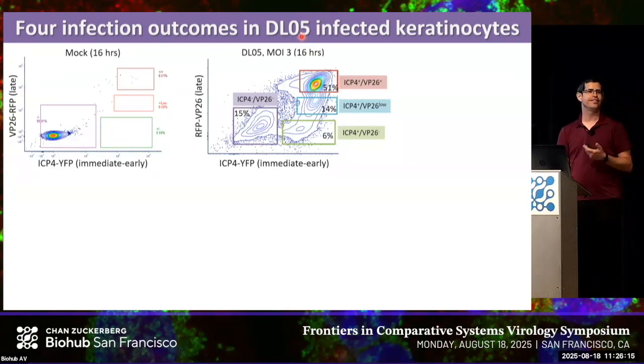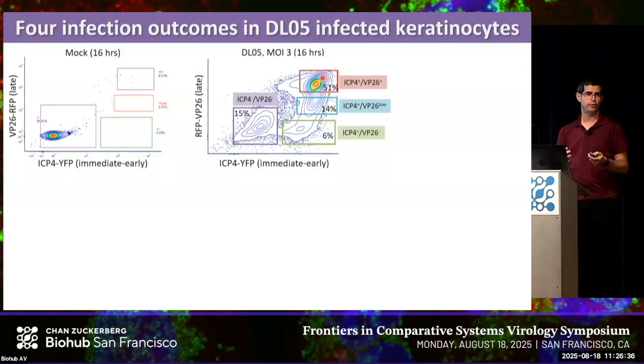When you infect them with this non-spreading virus and wait 16 hours, you see 4 different infection outcomes. We have cells that don't express any of the viral proteins. We have cells that only express the immediate early ones. We have cells that have some late gene expression, but this is a log scale, so these have 10 times more of this late protein. And this is the only one that are actually producing progeny, as I'll show you.